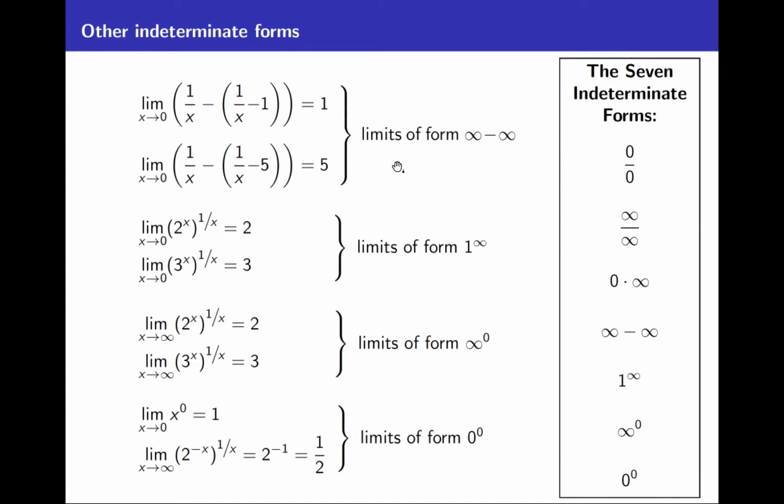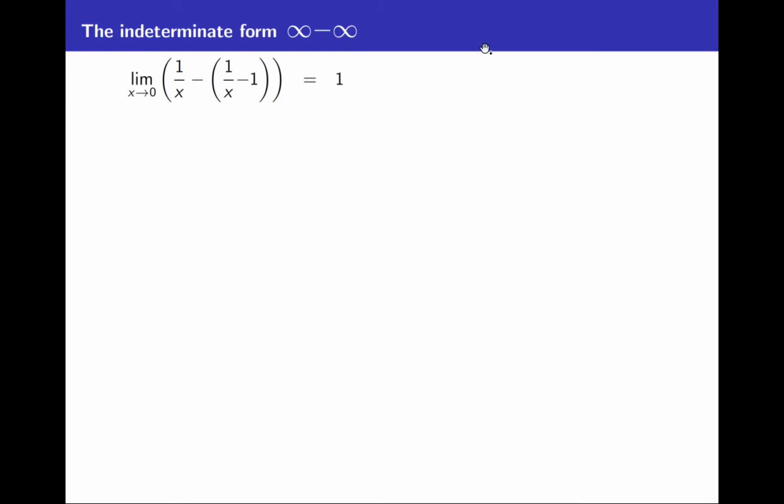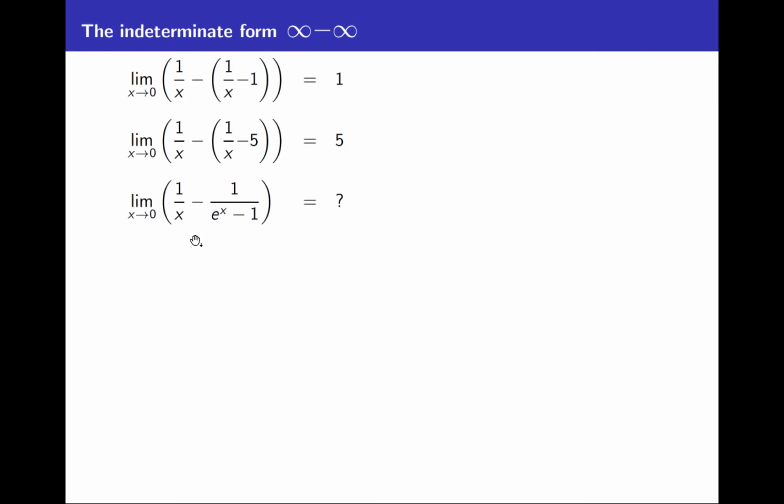So let's start by looking at the indeterminate form infinity minus infinity and think about how to handle that. Here I've reminded you of the limit that we had on the previous page that had form infinity minus infinity, and there's also this one. Here's a limit that has that same form. The limit is x goes to 0 of 1 over x minus 1 over e to the x minus 1.